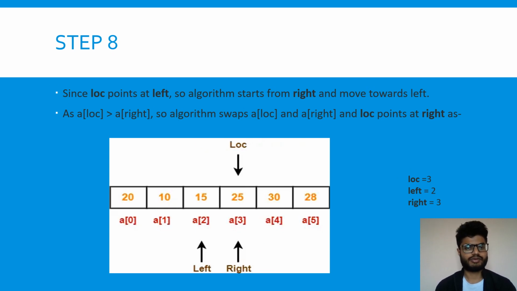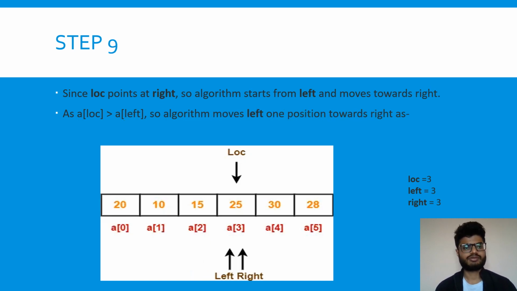Here again, when we compare those two values, we will see that A of 2 is greater than A of 3, meaning A of location is greater than A of right. So we will again conduct the swapping operation. So 25 will come at 3, and 15 will come to A of 2, and it will look like this. Location is here again, and we'll update the values: location is 3, left at 2, and right at 3.